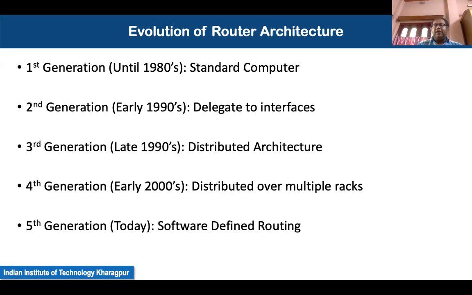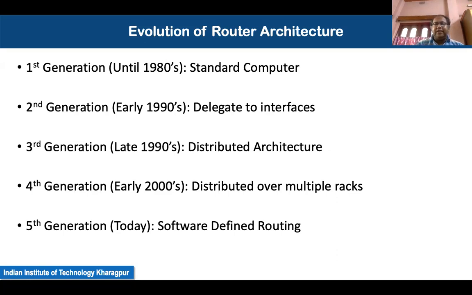Now, if you look into the evolution of the router architecture, the first generation routers, which were there until the 1980s, were standard computers with multiple interfaces connected. So you can get a packet through one interface and then forward it to another interface. The routers were just like a standard computer. Now, the second generation of routers, which came in the 1990s, delegated to specific routing interfaces. That means you have multiple downlink interfaces as well as a set of uplink interfaces through which the router gets connected, and then multiple devices can be interconnected to that router.